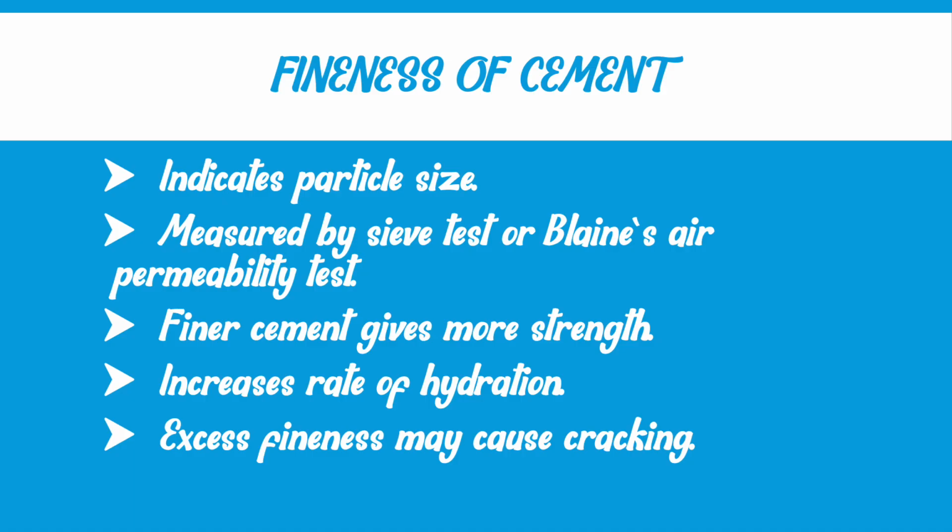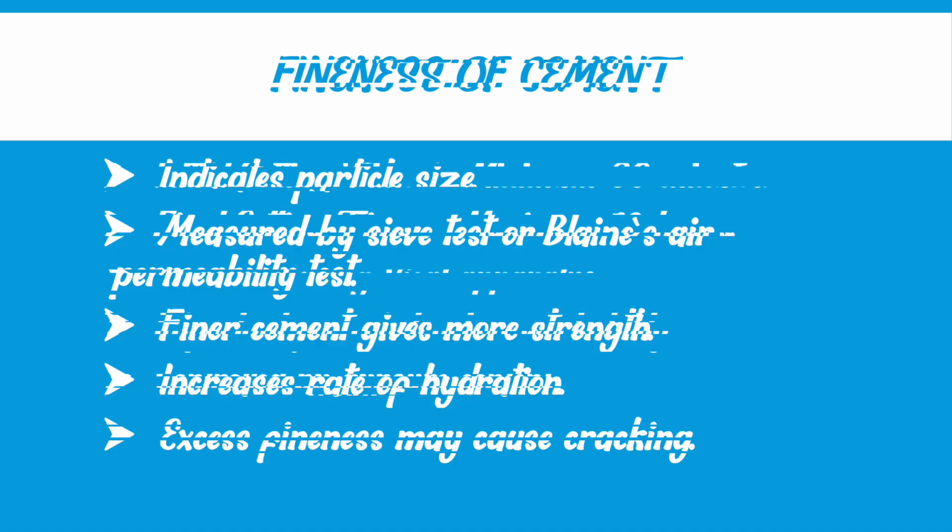Then fineness of cement. Fineness relates to particle size, which can be measured by sieve test or Blaine's air permeability test. The finer cement gives more strength. It increases the rate of hydration. Excess fineness may cause cracking.